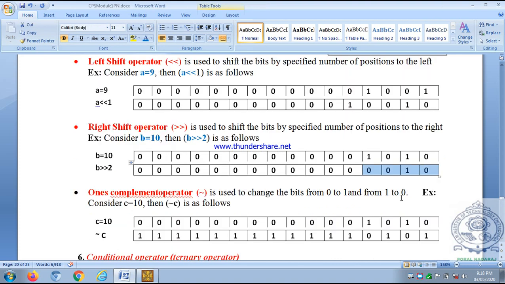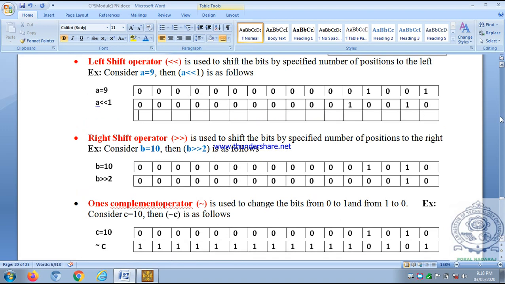So what is the value here? A value will be 17. If you left shift by 1 position, when A is equal to 9, A left shift by 1, what is the answer? The answer is A is equal to 17. Like that, when you right shift it, what is the value of B? The value of B is equal to 2.